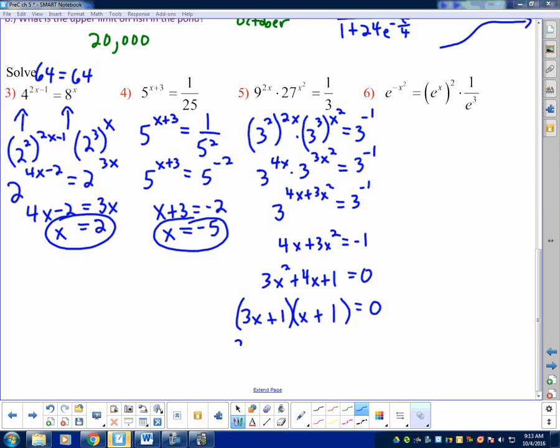So what are my solutions? Well, whatever I get when I solve each of those factors set equal to 0. So x equals negative 1/3 or x equals negative 1. And then I would go ahead and check each of those. I'll leave that for you to do.